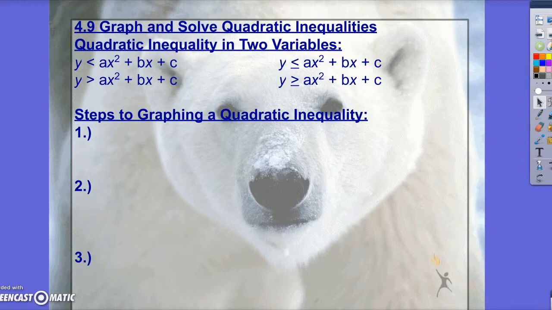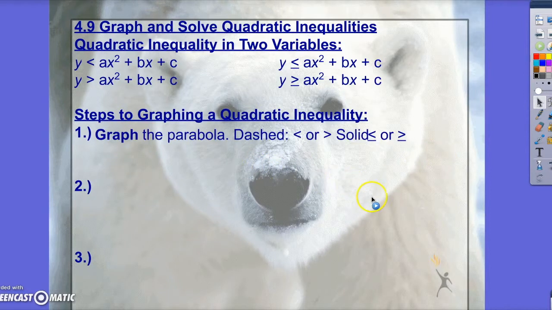So what does that mean? All right, so we're going to replace the equal sign with an inequality. So, a quadratic inequality in 2 variables. We have less than, greater than, less than or equal to, greater than or equal to. Now, what are the steps to actually graphing them? Step 1, graph the parabola. A dashed line is for less than or greater than. A solid line is for less than or equal to or greater than or equal to.